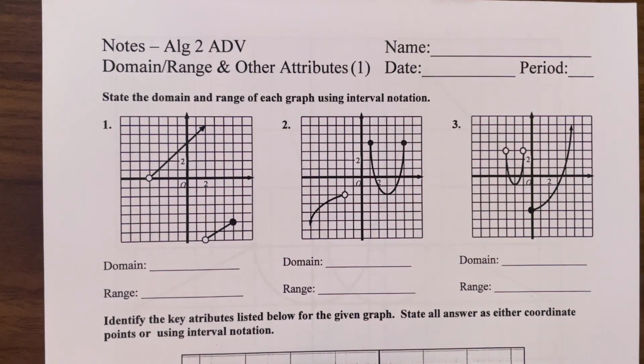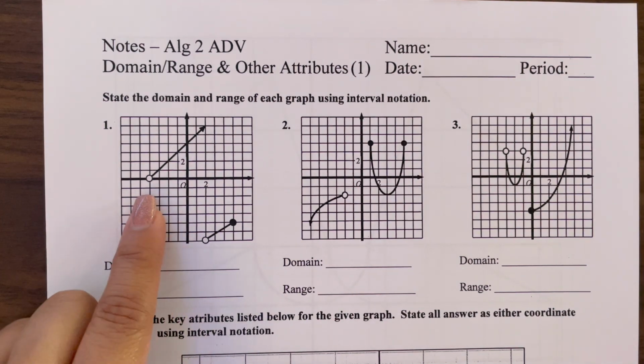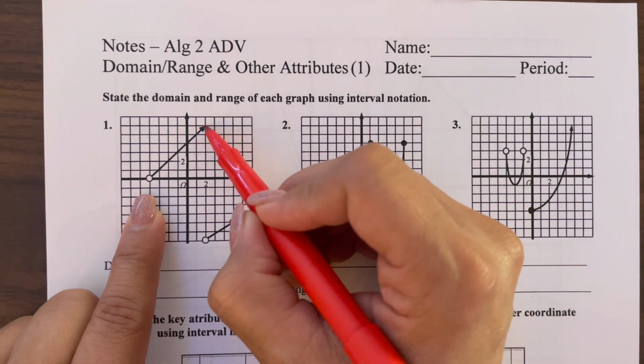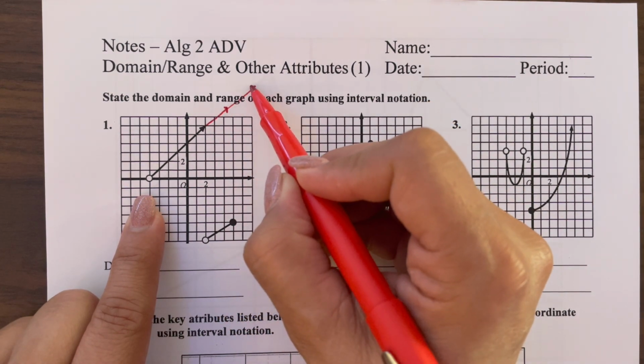Hello, on today's lesson, we're going to state the domain and range of each graph using interval notation and also identify the key attributes for the given graphs. So the first one, I can see that it has an open circle and it extends up, and with the arrow, it's going to keep on going and going and it will never stop.